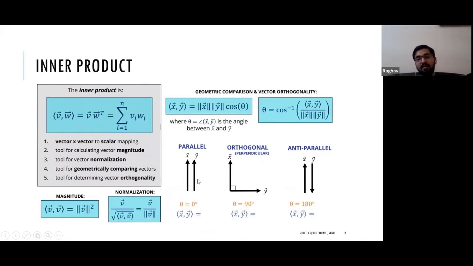So we know that if the vectors are parallel, then the dot product is maximum. And when the vectors are orthogonal, they have zero inner product. And in antiparallel, it is -1.